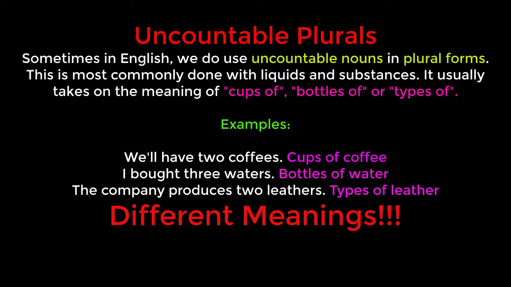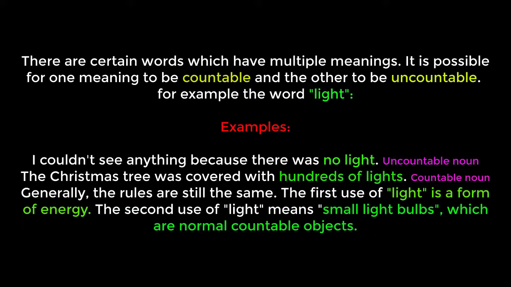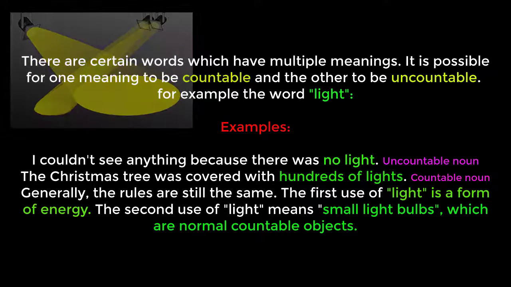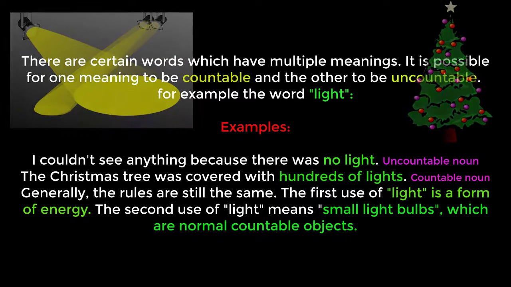Different meanings. There are certain words which have multiple meanings. It is possible for one meaning to be countable and the other to be uncountable. Examples: I couldn't see anything because there was no light. Uncountable noun. The Christmas tree was covered with hundreds of lights.